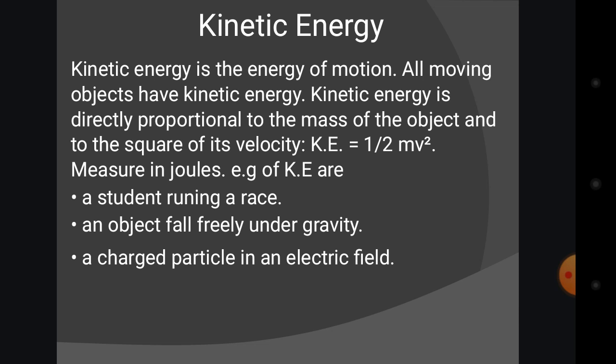So kinetic energy, if you look at that, any moving object or any particle that is moving has kinetic energy. Also, this formula is for finding kinetic energy: KE is equal to 1 over 2 mv squared. So this m is the mass and the v is the velocity. If you are to find the kinetic energy, this is the formula for finding kinetic energy.